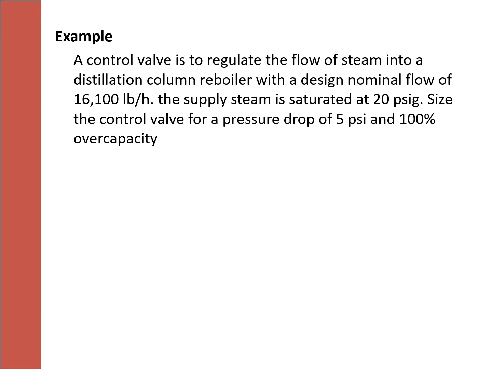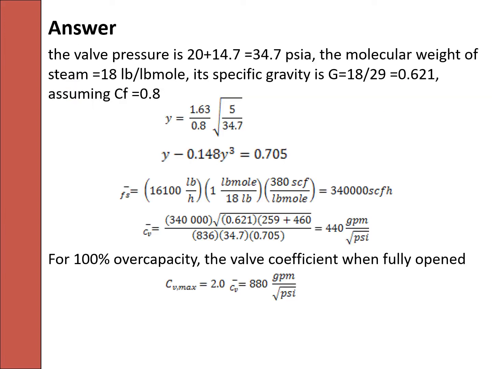Okay, so now we try to do this example. We read the question first. A control valve is to regulate the flow of steam into a distillation column reboiler with a design nominal flow of 16,100. The supply steam is saturated at 20 psig. Size the control valve for a pressure drop of 5 psi and 100% over capacity. So let's see the solution.